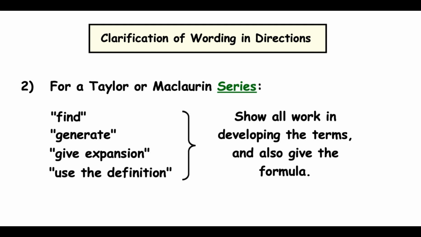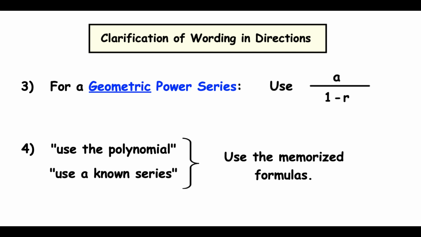Likewise, if you have a Taylor or Maclaurin series, the difference between a Taylor-Maclaurin series versus a polynomial is a series will go on forever. Typically, they're infinite for us. Again, if you see those same 4 phrases, find, generate, give the expansion, use the definition, you've got to build it from scratch. You've got to show all your work, the derivatives, give the formula, everything. Any power series that's geometric, immediately go to our trusted formula, first term over 1 minus r. That's a major shortcut. If you're asked to find intervals of convergence, remember that the endpoints don't have to be tested with a geometric. They're going to diverge all the time.